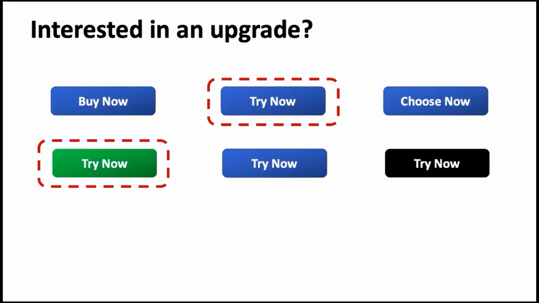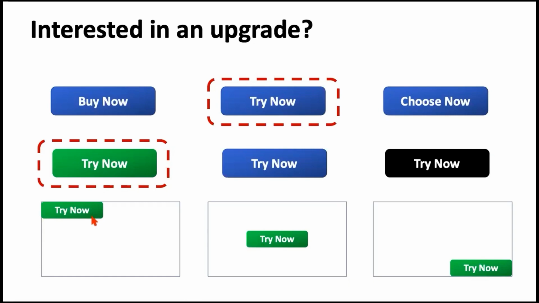Now, there could also be another level of A/B testing which would talk about the placement of the "try now" button on the screen. Should it be displayed on the top left? Should it be displayed right at the center? Or should it be displayed right at the end, the bottom right corner, where people just finish reading a description and then they just click on that option?